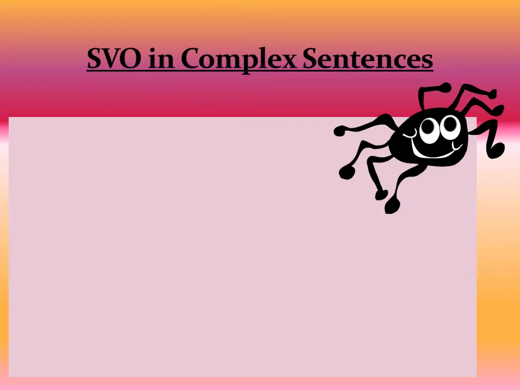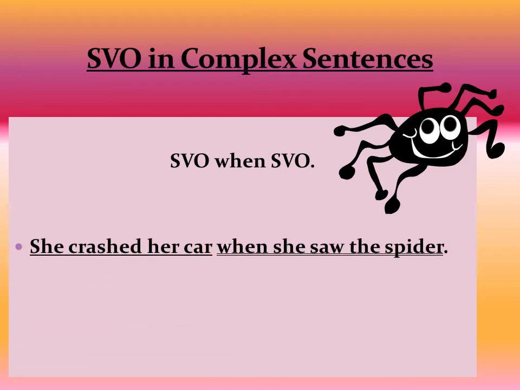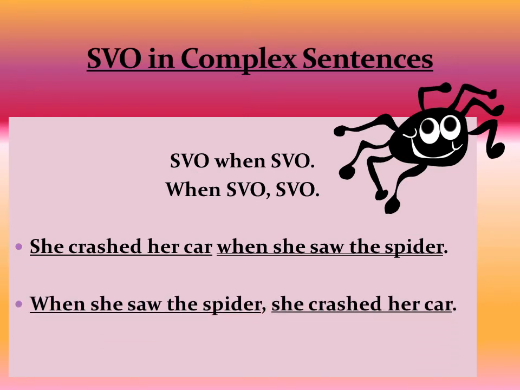And the same thing in complex sentences. If we have subject, verb, object, when, subject, verb, object, the when is going to go with the subject, verb, object after it. She crashed her car when she saw the spider. And I can switch that around. When, subject, verb, object, subject, verb, object. When she saw the spider, she crashed her car. Do you see how I paused there?